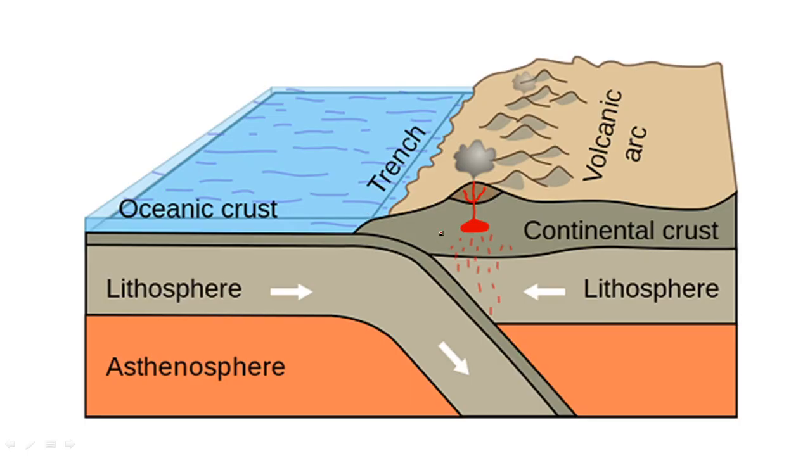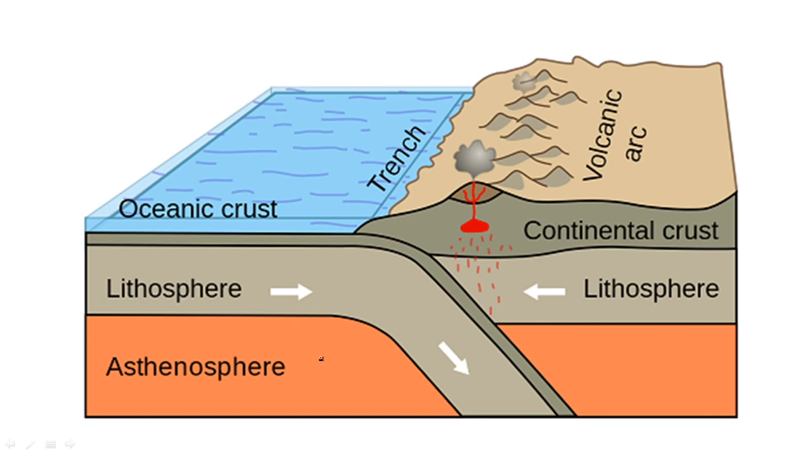These plates are made up of continental or part of the crust and the upper part of the mantle, which is called the lithosphere. The lithosphere is rigid, okay, and it's floating on top of the asthenosphere, which is more plastic.